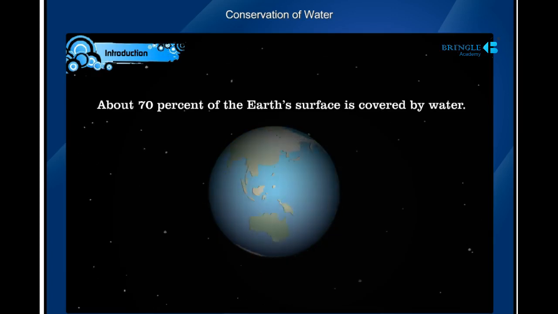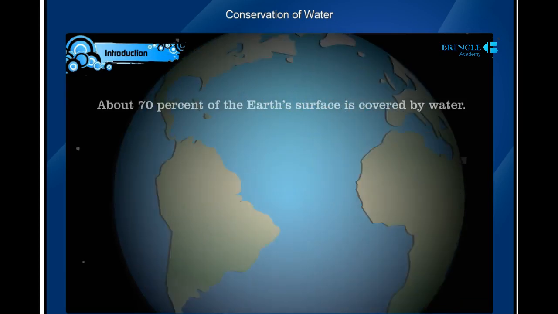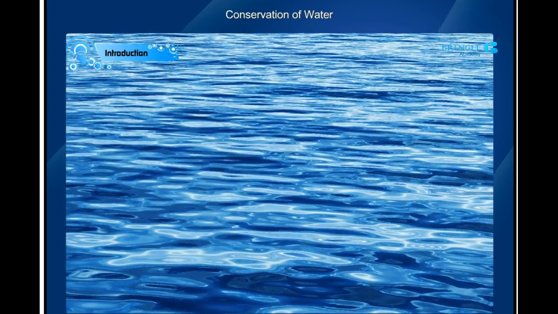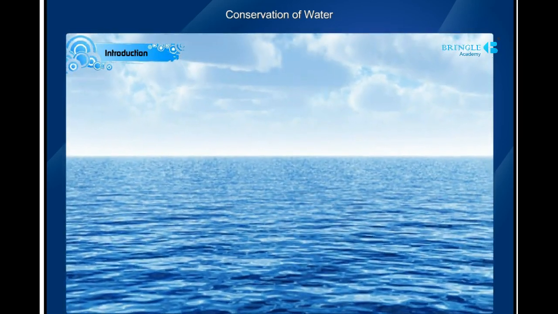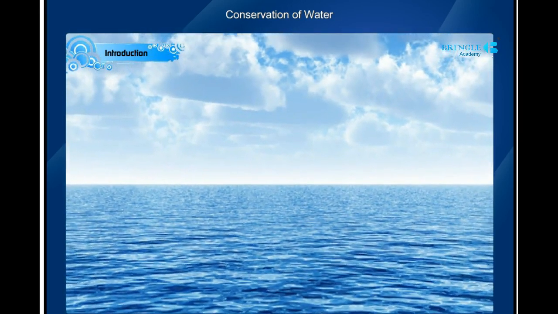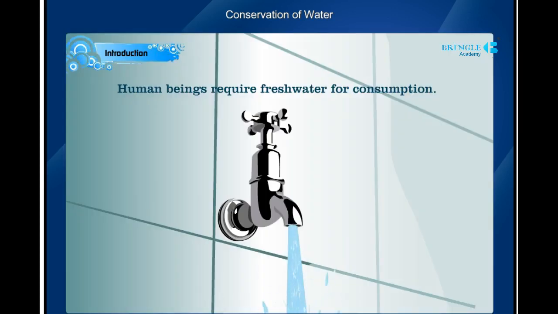Well, about 70% of the Earth's surface is covered by water. That sounds like a lot of water, which is more than enough to meet our requirements, doesn't it? Unfortunately, this figure is deceptive, because most of this water is seawater, which is not fit for human consumption. We require fresh water.